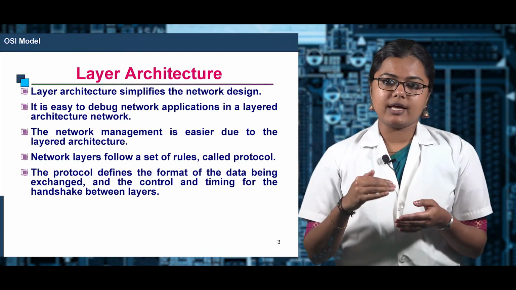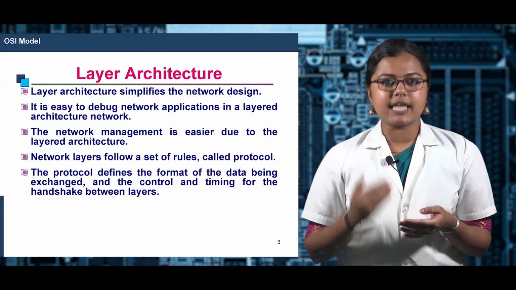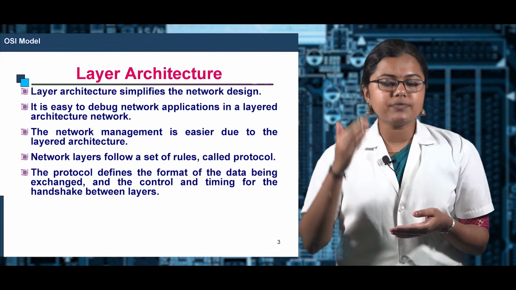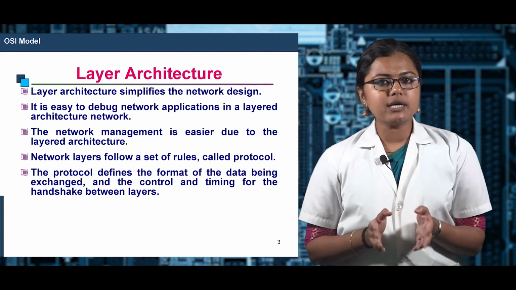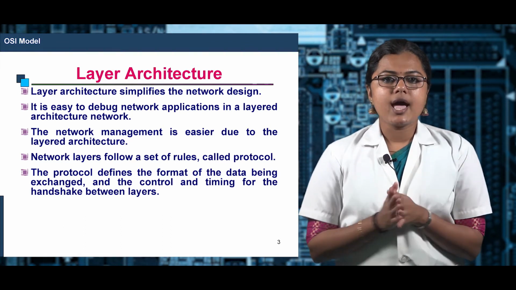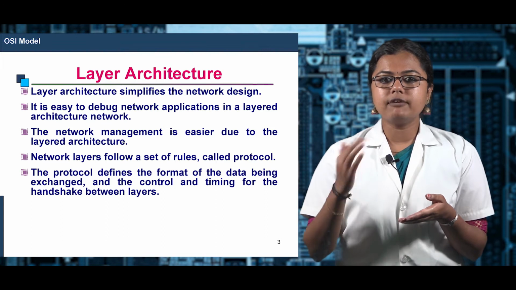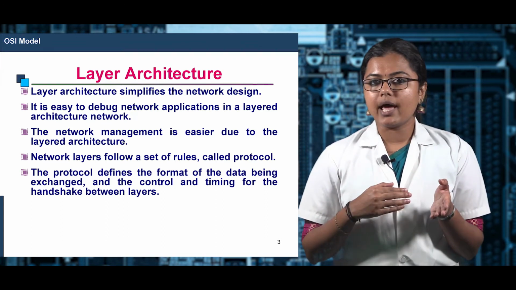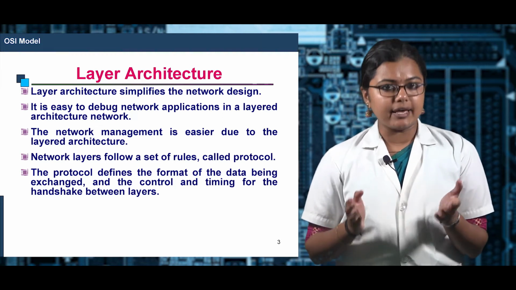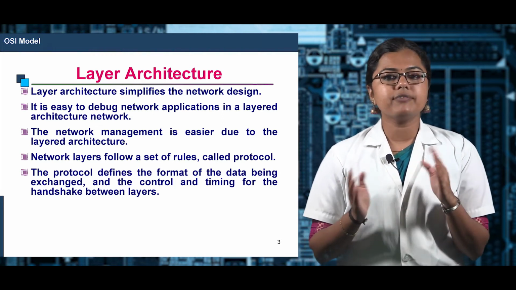In the OSI model we have 7 layers, and in each of the 7 layers we use certain protocols. A protocol is nothing but a set of rules, and that set of rules defines how the data is exchanged, and how the control and the timing for the handshake between layers happen in the case of each layer.